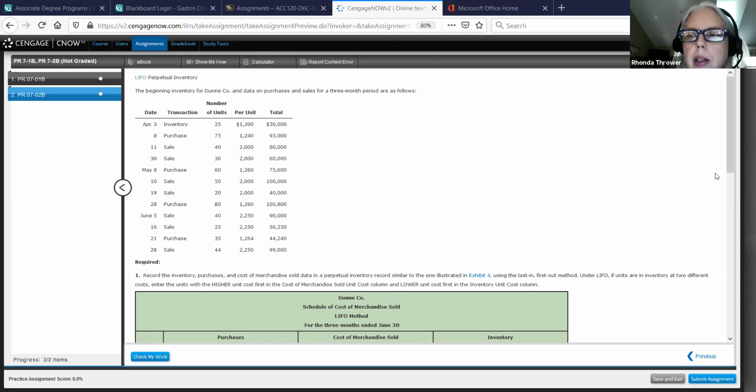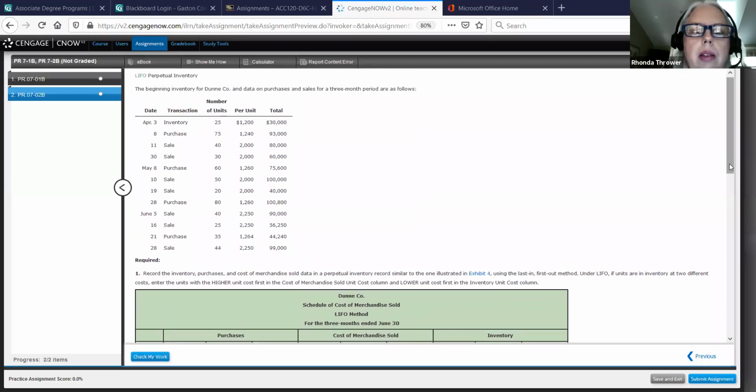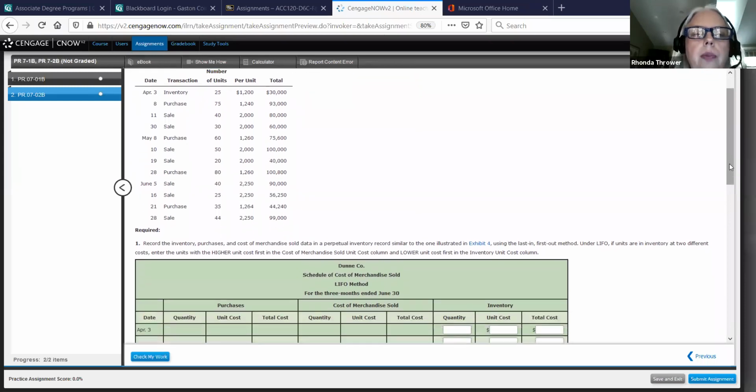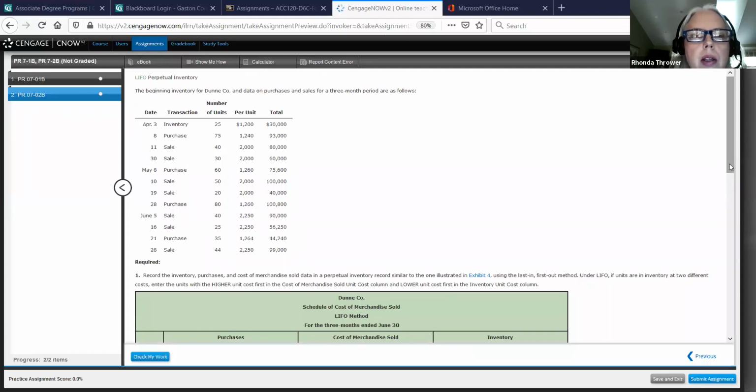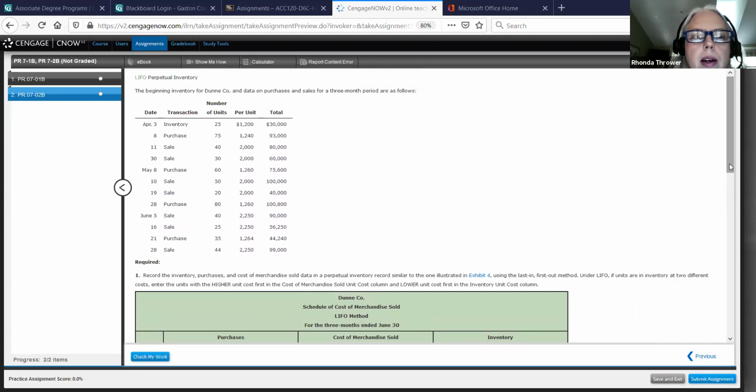And we're going to be doing the LIFO method, which means that the last units that we purchase are going to be the first units that you sell. It's completely opposite of the method that we did in the last video. The LIFO method does not match the physical flow of goods throughout the retail business, but it is a method that is used for income tax purposes.